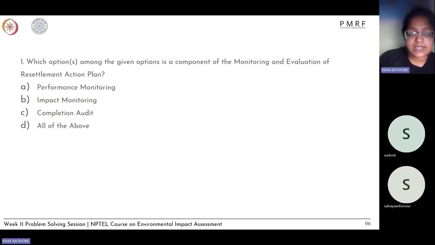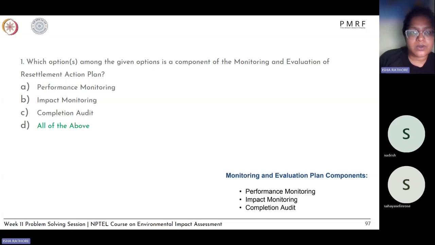Okay, so D. So D is the correct answer. That is, all of the three options are components of the monitoring and evaluation for the resettlement action plan. So this is performance monitoring, impact monitoring, and completion monitoring. Hence, all of the above is the correct answer. Moving on to the next question.